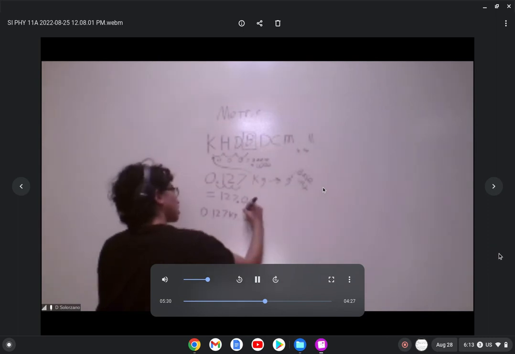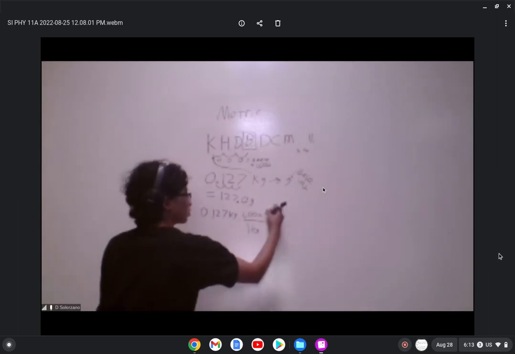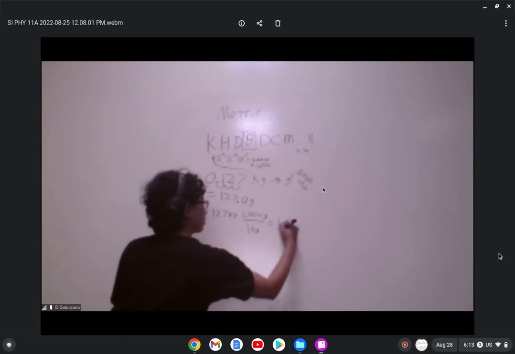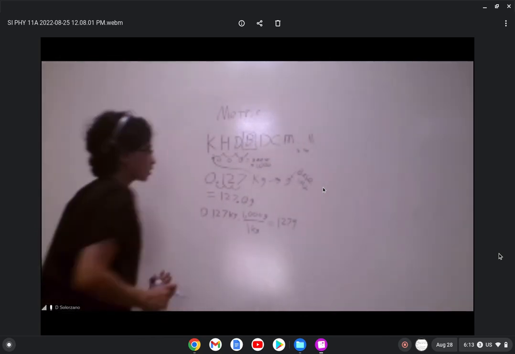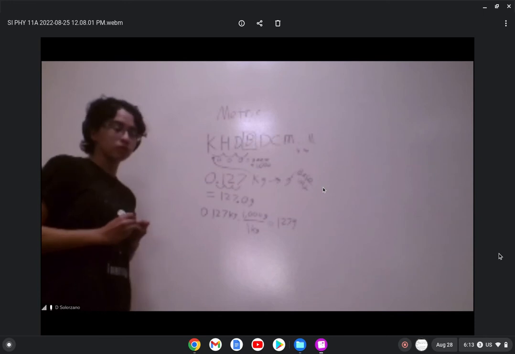So then because you have kilograms, and kilograms are bigger than grams, you're going to have the kilograms at the bottom so they can cancel out. And then you're going to have 1,000 grams per 1 kilogram, so you're going to multiply whatever you have by 1,000. And that's going to give you the same answer as if you were to move the decimal point.